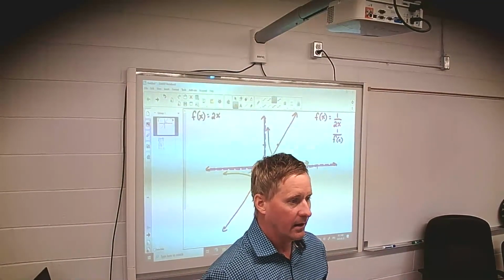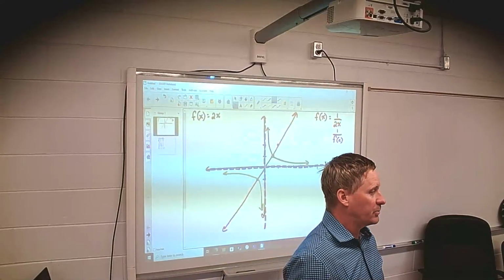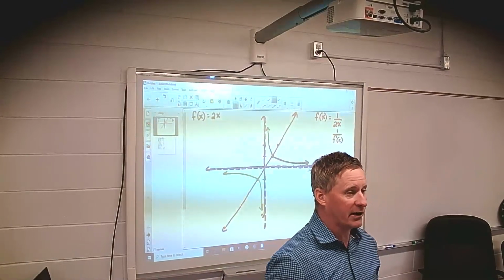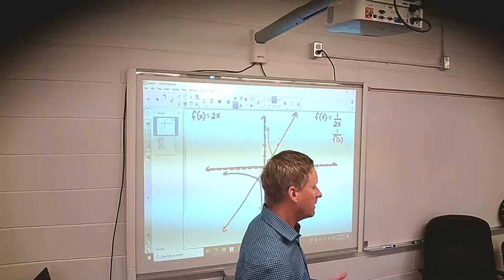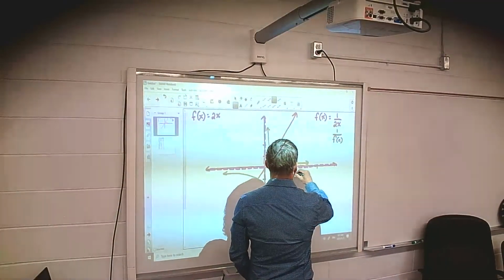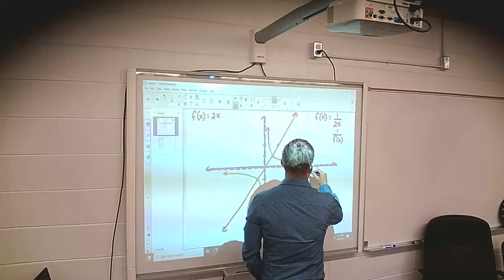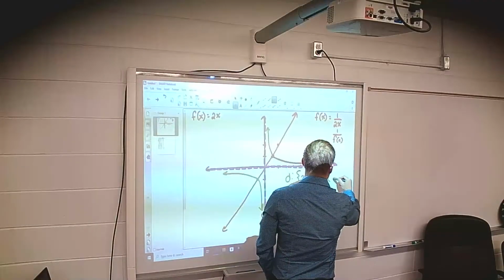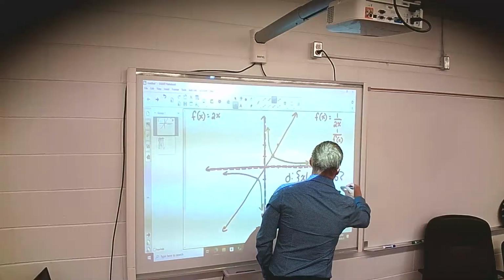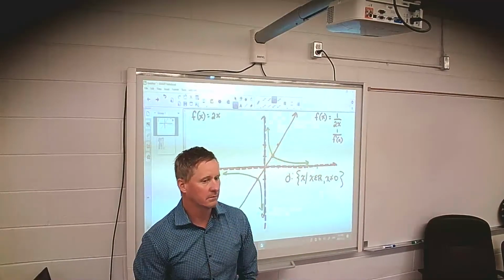Right? It hits every other x value, which means that x is an element of all reals, but x cannot equal 0. So your domain for this graph is x such that x is an element of all reals, but x can't equal 0. There's your domain.